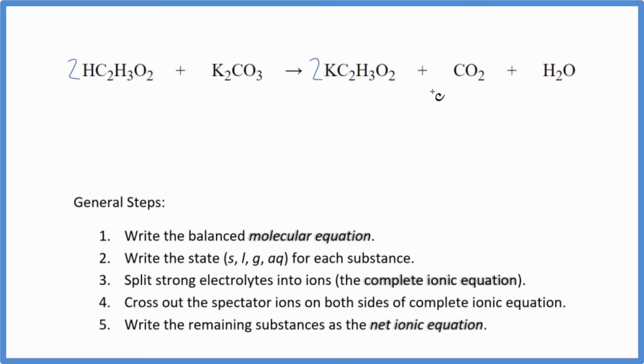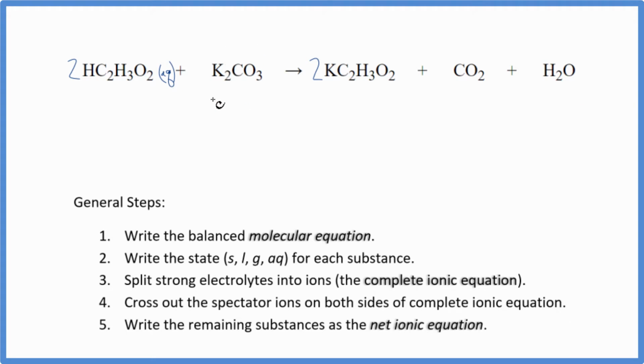So the first thing with net ionic equations is we balance the molecular equation. I've already done that here. After that, we write the state for each substance. So acetic acid is a weak acid. It'll dissolve, but it won't dissociate. So we're going to write aqueous, but we're going to remember that it's a weak electrolyte. It's a weak acid, and it's not going to dissociate into its ions. A little bit, not very much though.